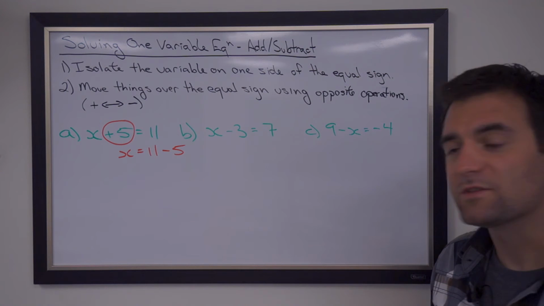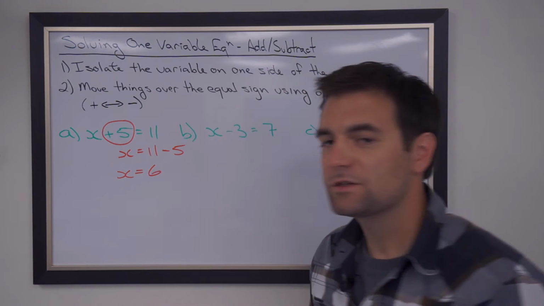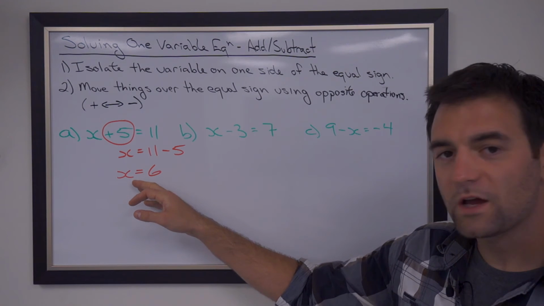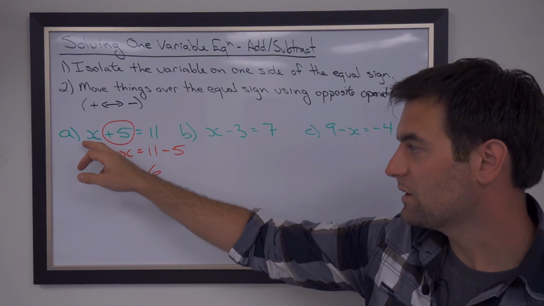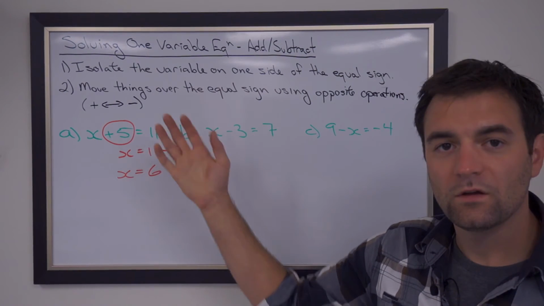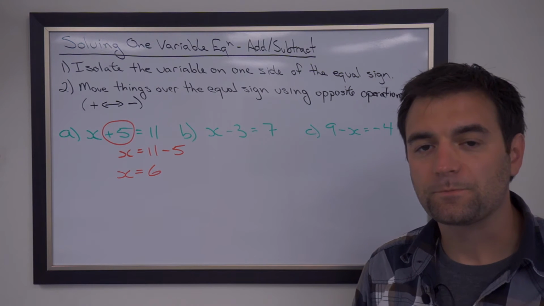Well, 11 minus 5 is 6. X equals 6 is our result. We can check this to see if we're right by taking this 6 and putting it in here for x. If we take 6 plus 5, well, that equals 11, which is what it's supposed to equal. We got the correct answer.